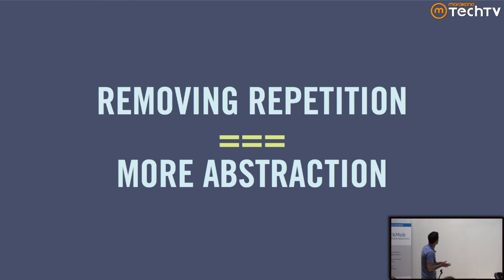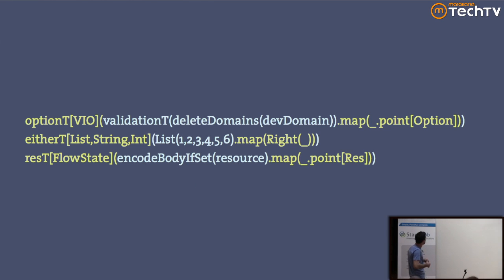So here's some of that repetitive code. Often we need to lift some values into our stack. It may be partially lifted into our stack, but not yet inside of, let's say, the validation monad. We tend to have this pattern where we map over this inner part of our stack, point the value into a monad, and then wrap it all. And we've done that a couple times.